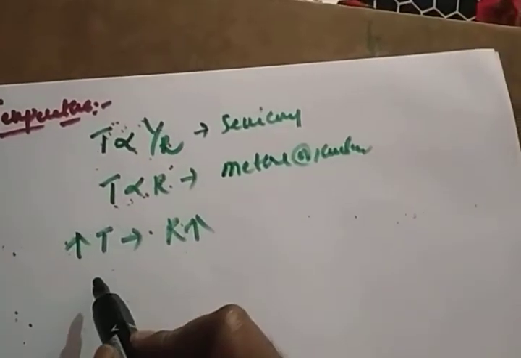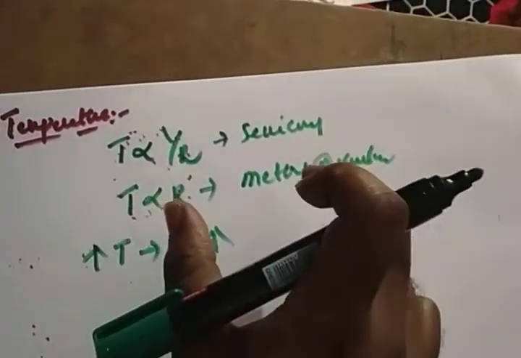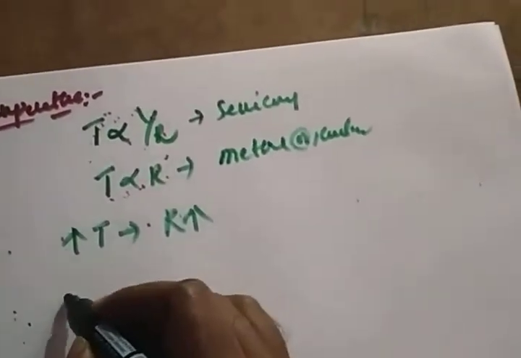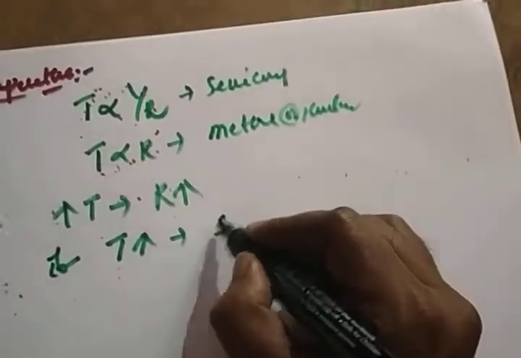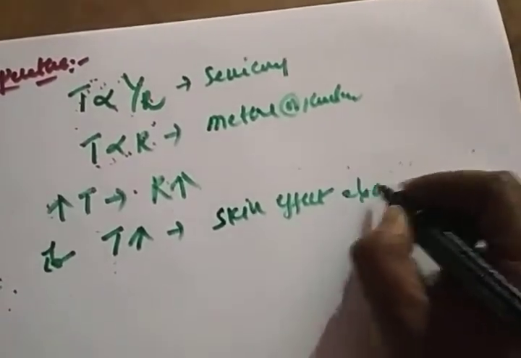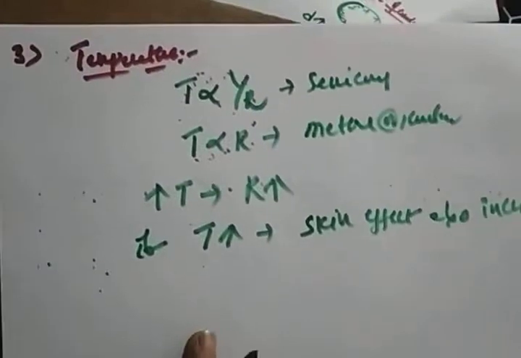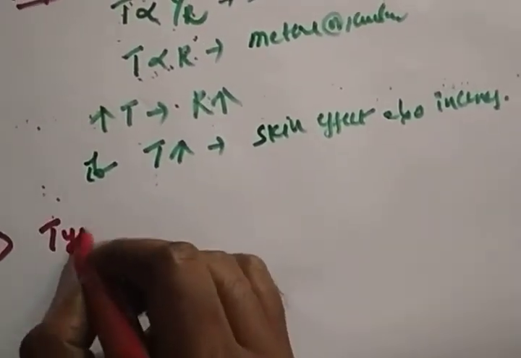So if the temperature increases, your resistance value also increases, right? If the resistance value increases, the current non-uniformity also increases. That means your skin effect also increases. Right? What is the concept? If the temperature increases, your skin effect also increases. Alright? I hope it's clear. Next, the fourth one is type of materials used.